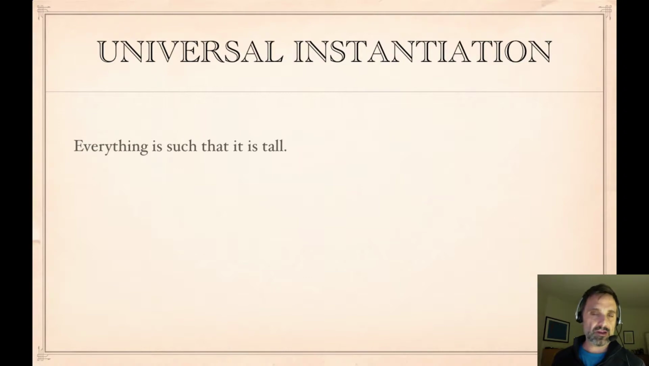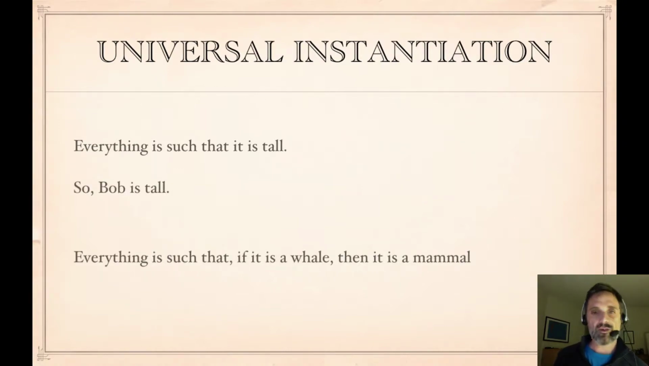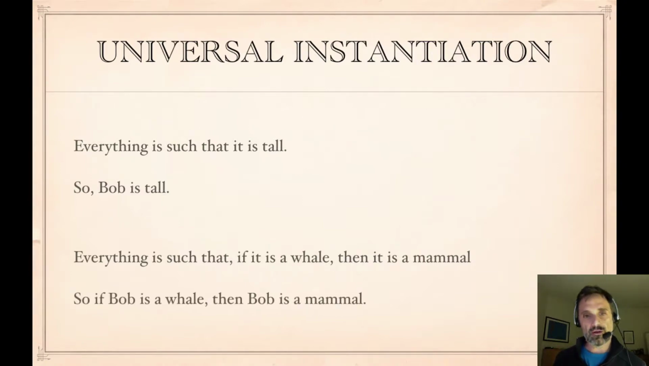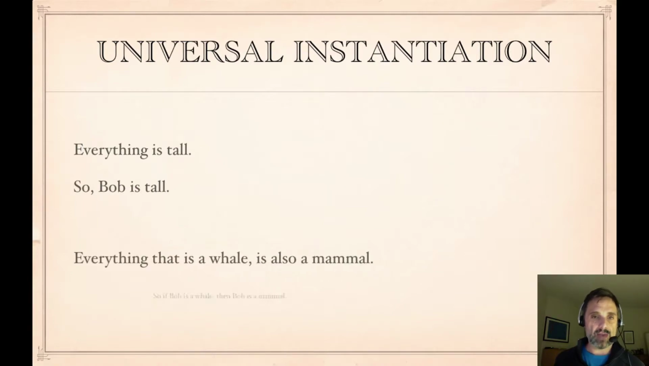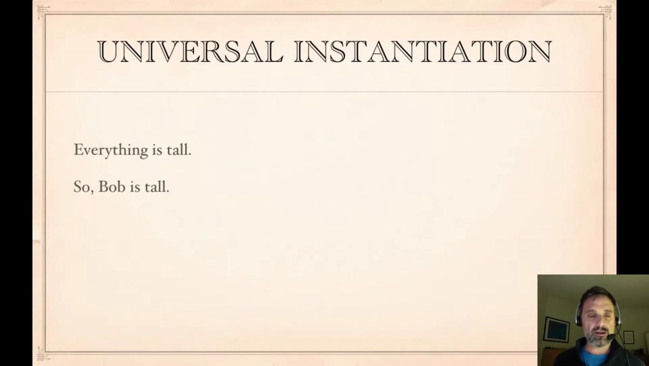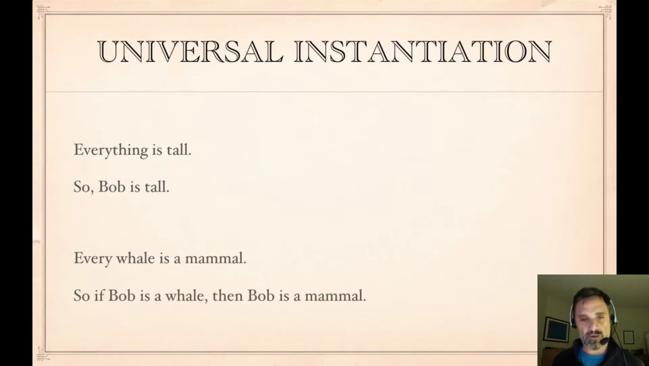So if we say everything is such that it is tall, then we can infer Bob is tall. And if we said everything is such that if it is a whale, then it is a mammal, we could infer if Bob is a whale, then Bob is a mammal. And we could even just say, if we said everything is tall, we could infer Bob is tall. And if we said everything that is a whale is also a mammal, we can infer if Bob is a whale, then Bob is a mammal. And if we just said every whale is a mammal, then we could infer if Bob is a whale, then Bob is a mammal. And it's nothing special about Bob. You could put in any name there you like.